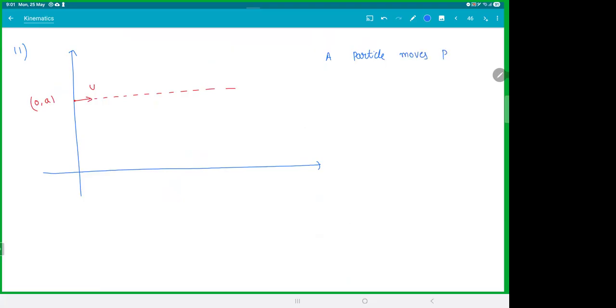A particle moves parallel to the x-axis from 0, comma a. You're here at t equal to 0. This point is your origin 0, comma 0. Find r bar. Find dr by dt. Find d mod r by dt. That is the actual question.